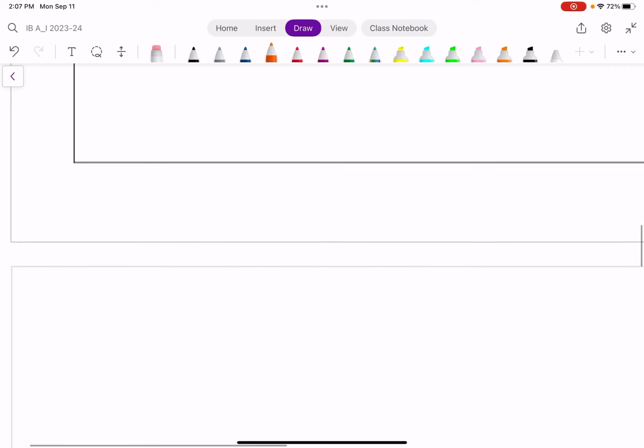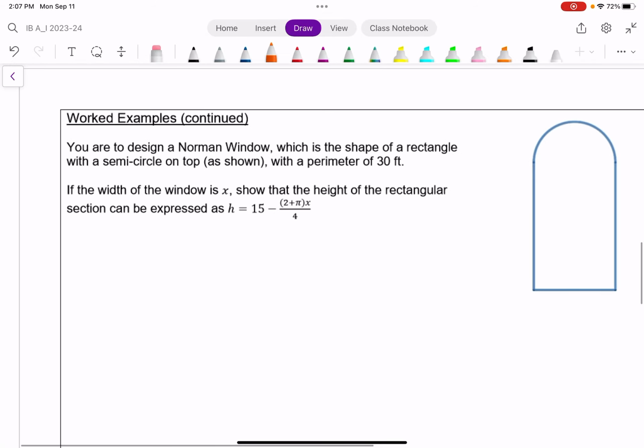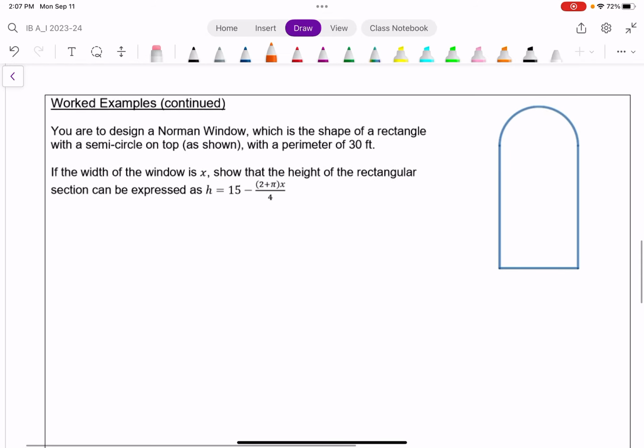So I really only have one more example on the backside that I break up into 2 parts. And what we have here is an example of a Norman window. It's a rectangle with a semicircle, half a circle, on top. And we want to design one which has a perimeter of 30 feet. So we want to show, if the width of the window is x, so if I'm calling this x, how can I show that the height, right now I'll just label it h, that height right there, is equivalent to this in terms of x? So I've got some algebraic work to show how this comes together.